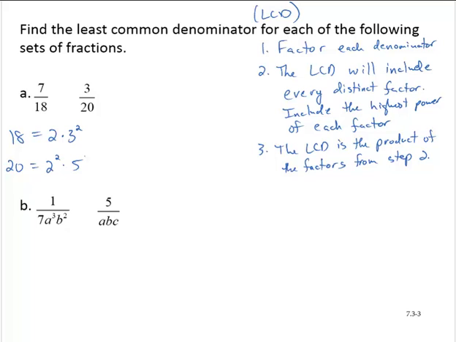Alright, so there's step 1. Step 2, the LCD will include every distinct factor, include the highest power, and the LCD in step 3 is the product of the factors. So I'm going to put those together. How many distinct factors are there? Just list all of the factors that we see. I see a factor of 2, I see a factor of 3, I see a factor of 5.